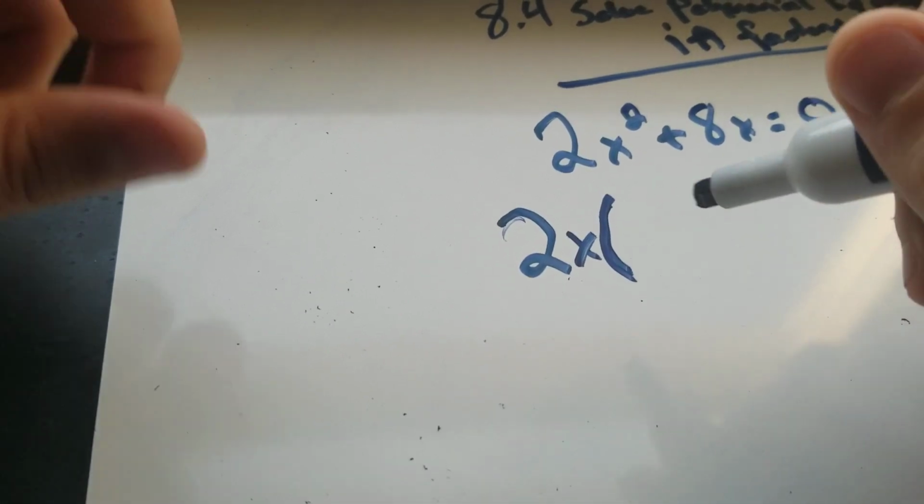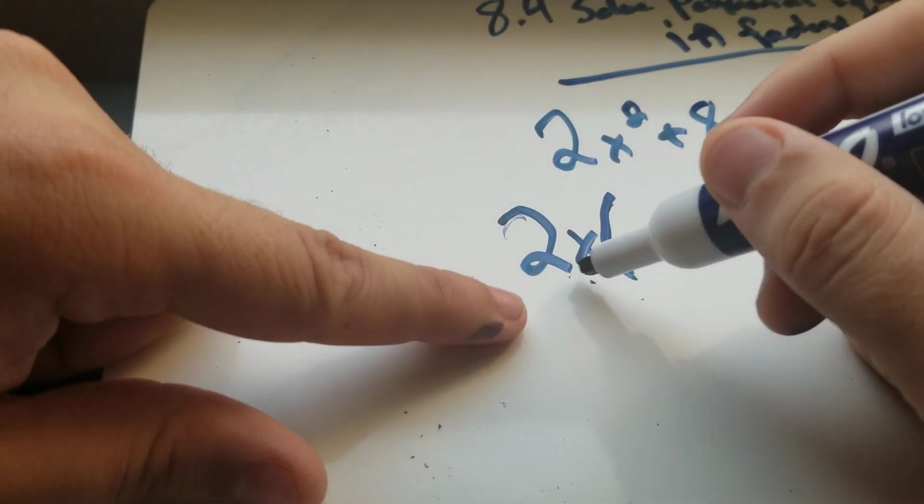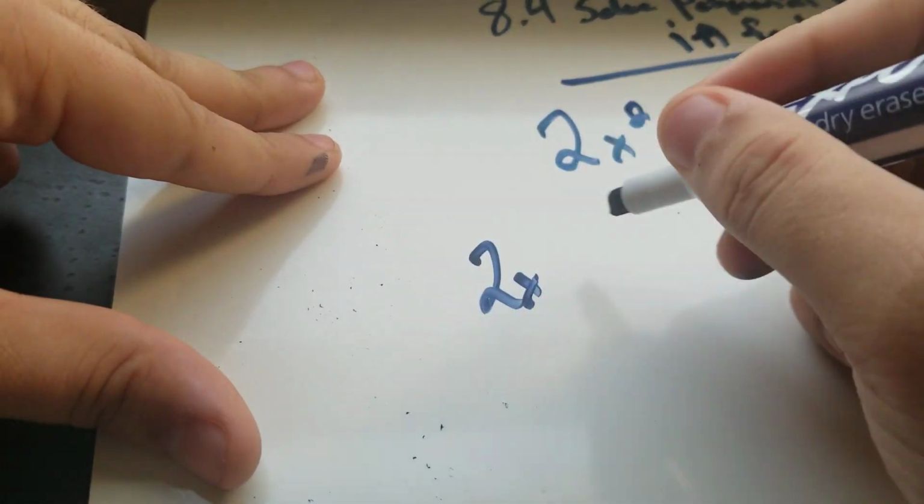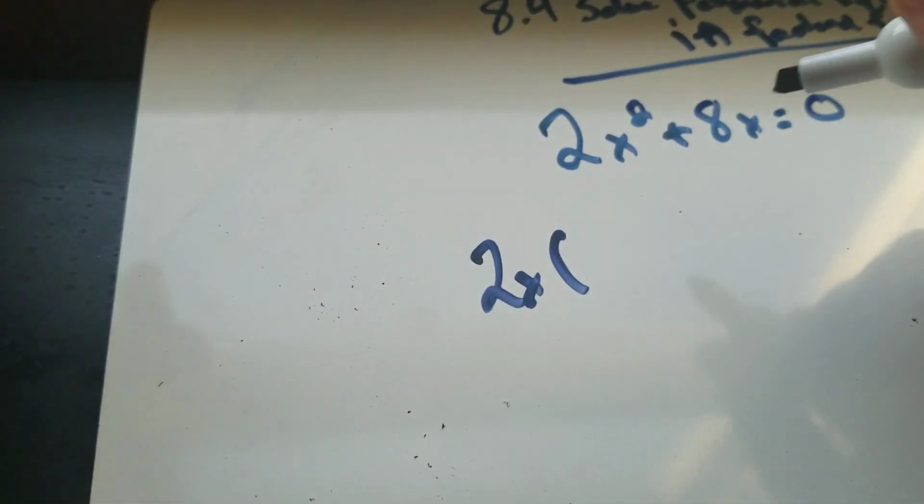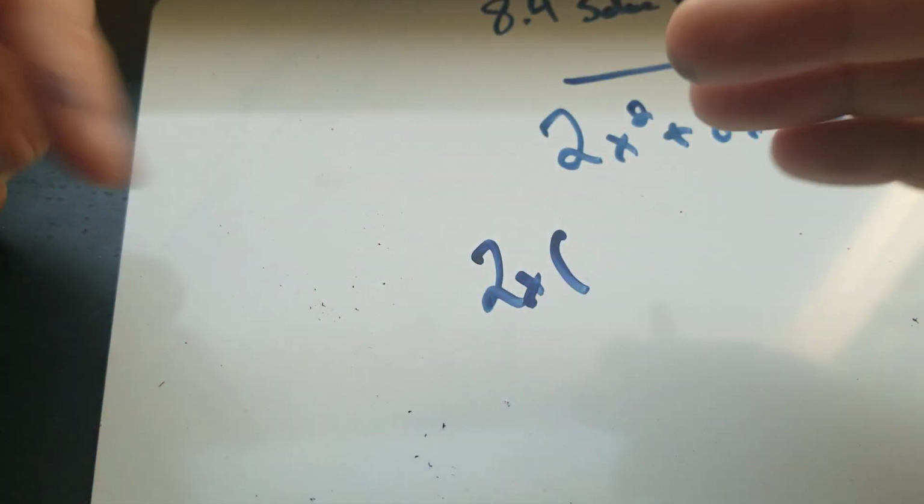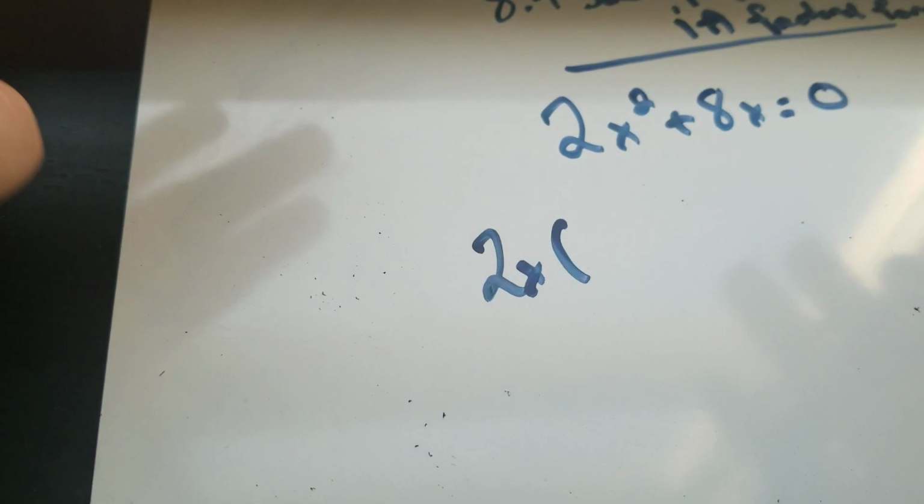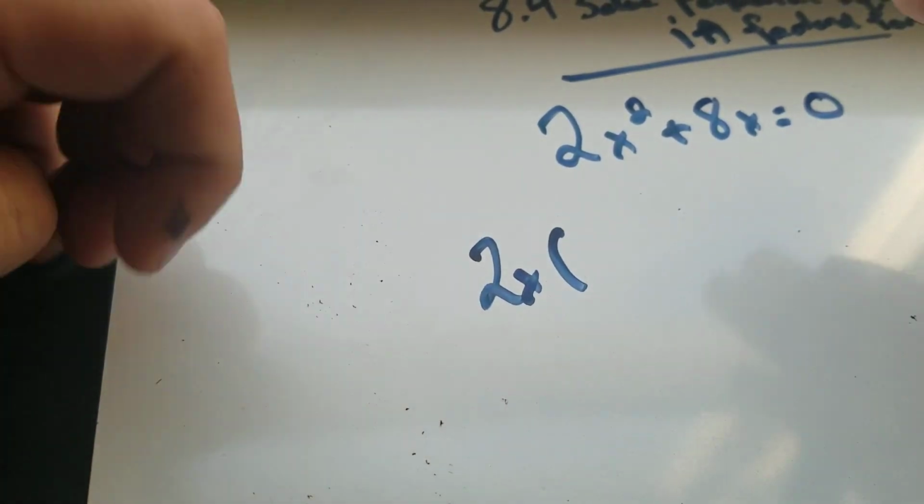Very important to know: every greatest common factor, you should leave it out here on the outside of the parenthesis. Because remember, you're taking it out. You're not actually changing the number, so you're not removing it completely. It's just outside the house, essentially.